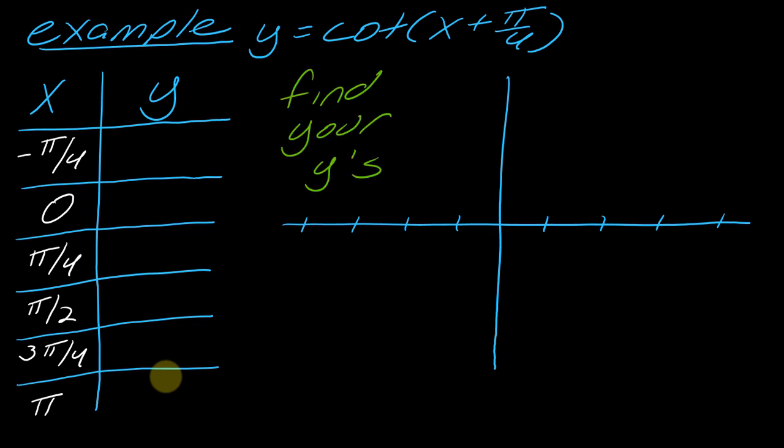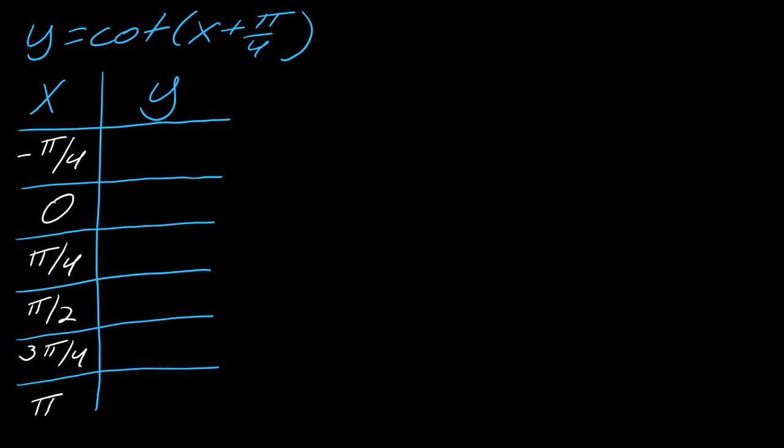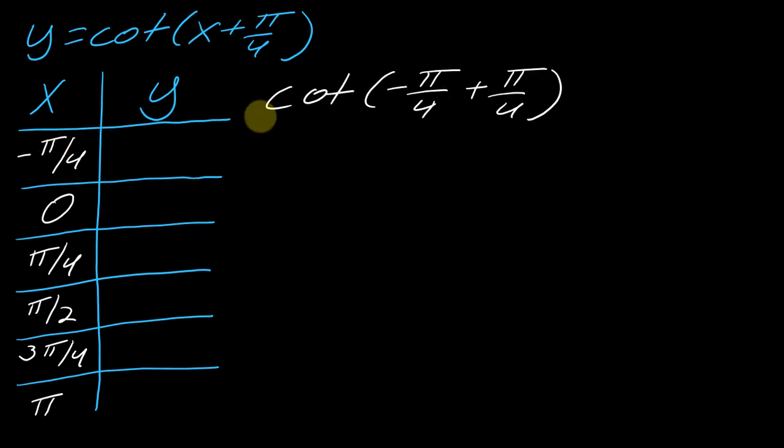All right, so now once you get that, it's just a matter of finding your y's. So let's make some space and let's do that. So now I'm just going to start plugging these in. So if I plug in negative pi over 4, look at what I get. I get cotangent of 0.